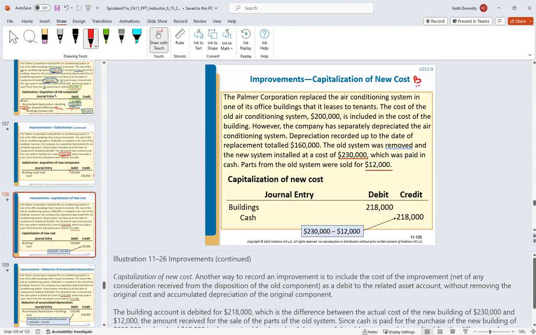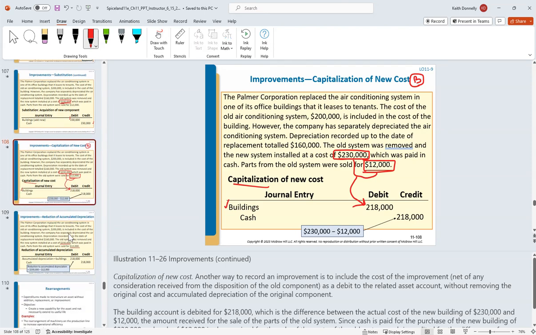We have option B. This is another way we could deal with it. We're just going to capitalize the cost of the new building. And essentially what we do here is we say, okay, the new air conditioning system cost us $230,000. We sold the old for $12,000. The difference there, we're just going to capitalize as part of buildings because the air conditioner is part of the buildings. Debit buildings $218,000, credit cash $218,000. So option B is pretty straightforward.